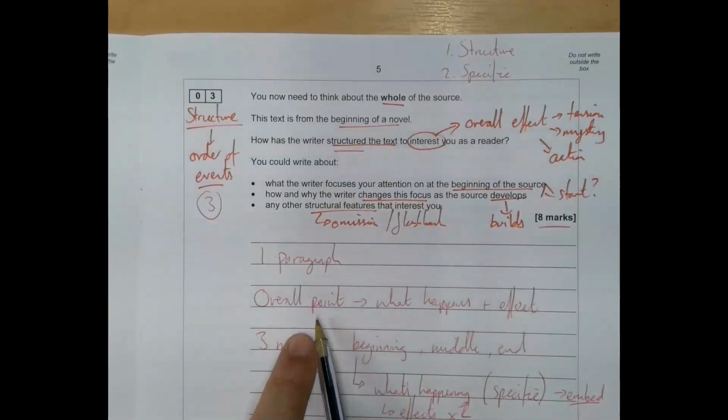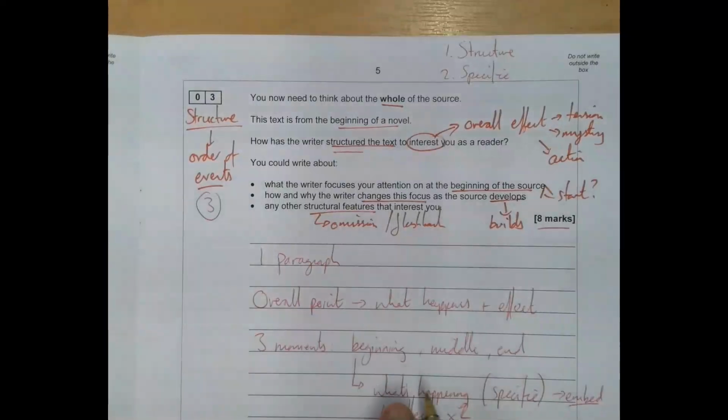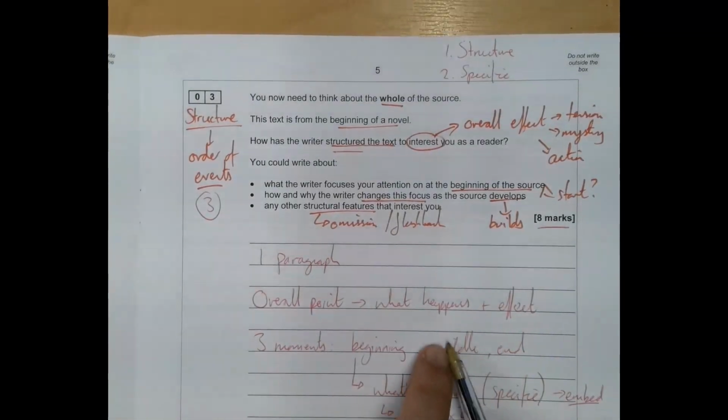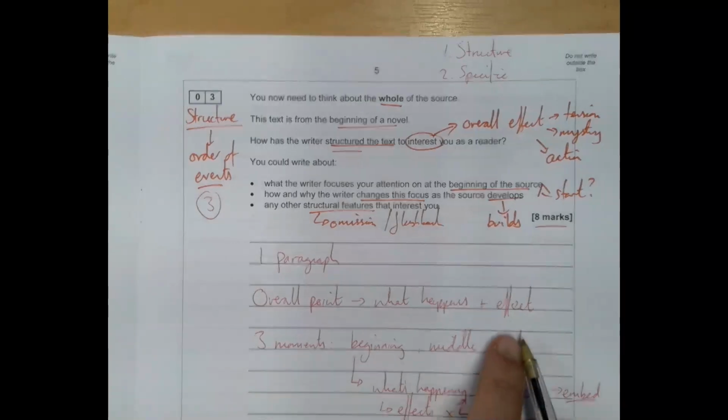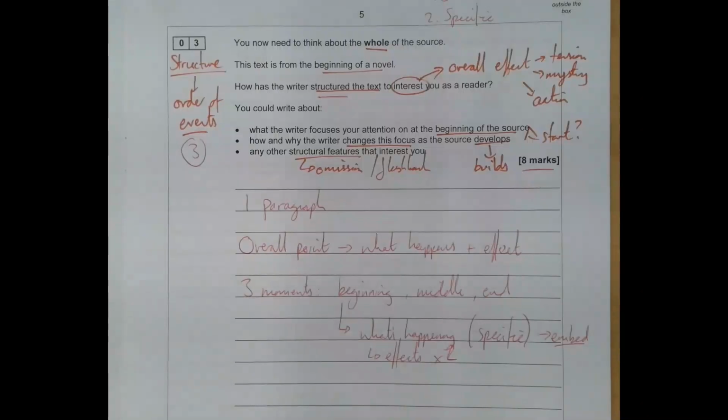So, overall point, what's happening in the overall extract, what's the effect? In the beginning, what's happening, what's the effect? In the middle, what's happening, what's the effect? At the end, what's happening and what's the effect? When it's finished, it should probably be, I don't know, 7-8 sentences long.